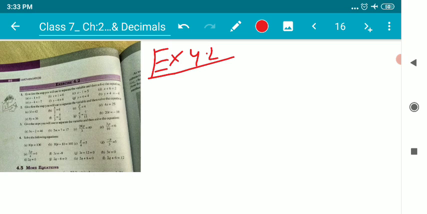Children, before I start this exercise, I must say this is one of the most important exercises of this chapter. Such questions are very useful for classes 7, 8, 9, 10, 11, 12. These questions will be needed. This kind of concept will be needed throughout our life. So I really want you to understand these questions very nicely.